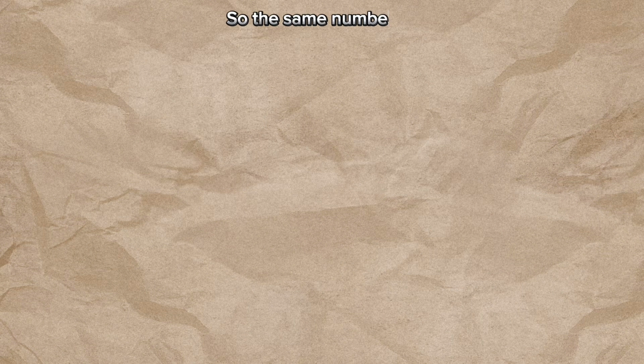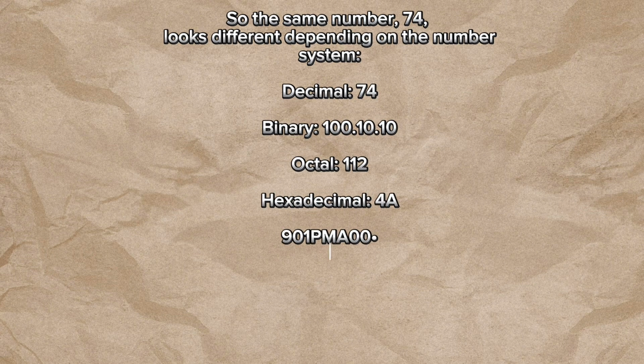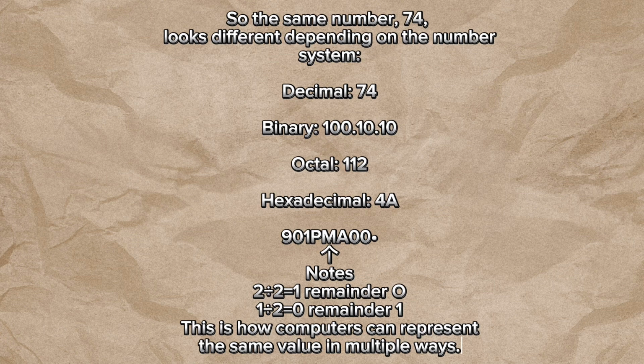So the same number, 74, looks different depending on the number system. In decimal it's 74, in binary it's 1001010, in octal 112, and in hexadecimal it's 4A. This is how computers can represent the same value in multiple ways.